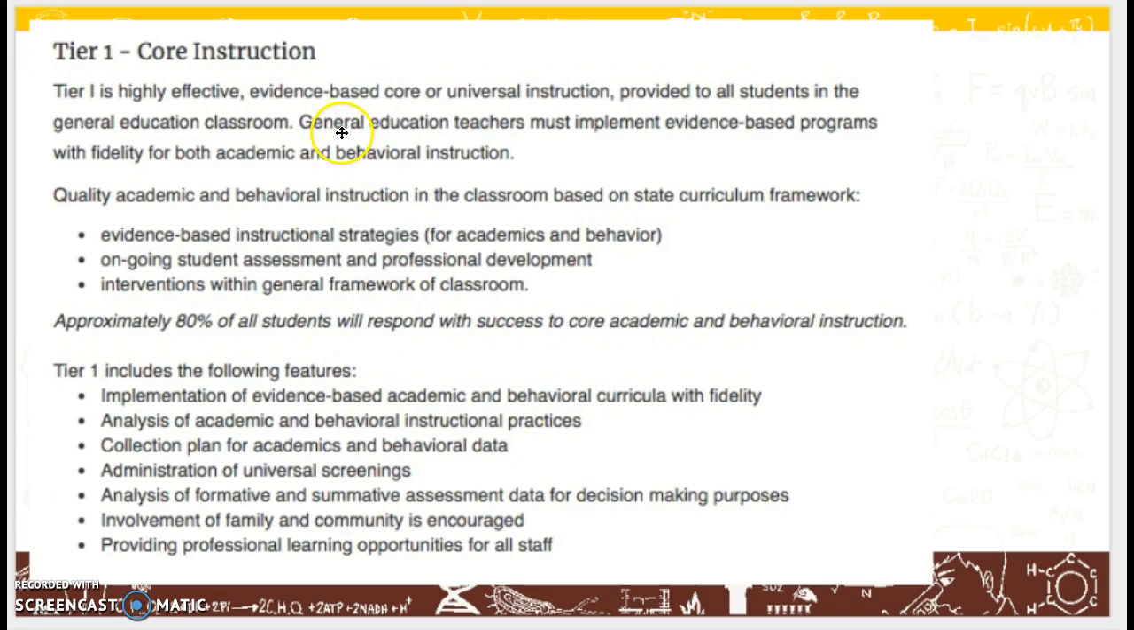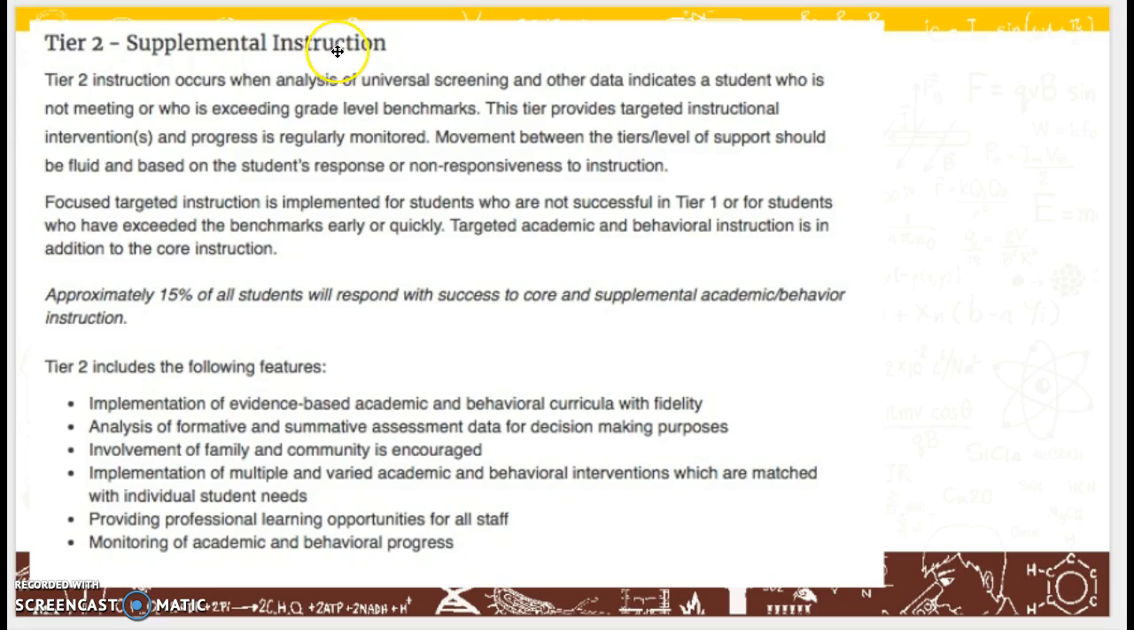So in Tier 1, our students are receiving evidence-based, highly effective instruction in gen ed classrooms. We're ensuring that there's quality academic and behavioral instruction in all classrooms based on the state curriculum framework, and we've got specific requirements for what's expected in Tier 1. Keep in mind, 80% of all students should be in this Tier 1 instruction, and all students should receive access to Tier 1 instruction.